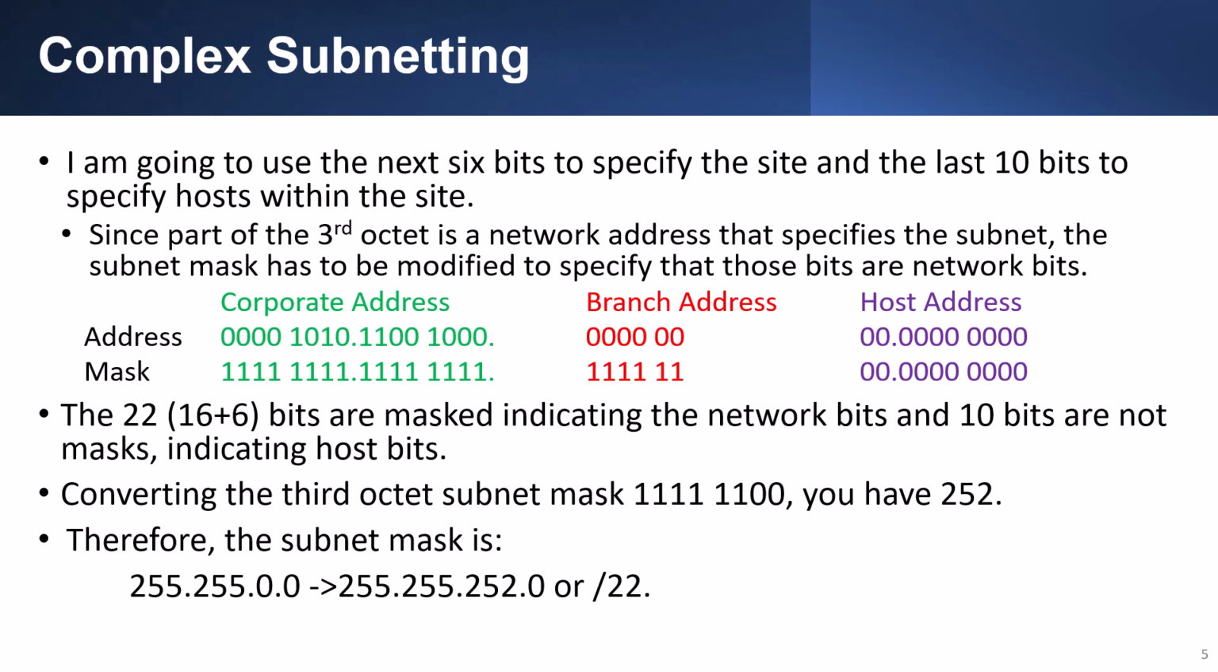Converting the third octet subnet mask of 11111100, you have 252. Therefore, the subnet mask is changed from 255.255.0.0 to 255.255.252.0 or CIDR notation /22.